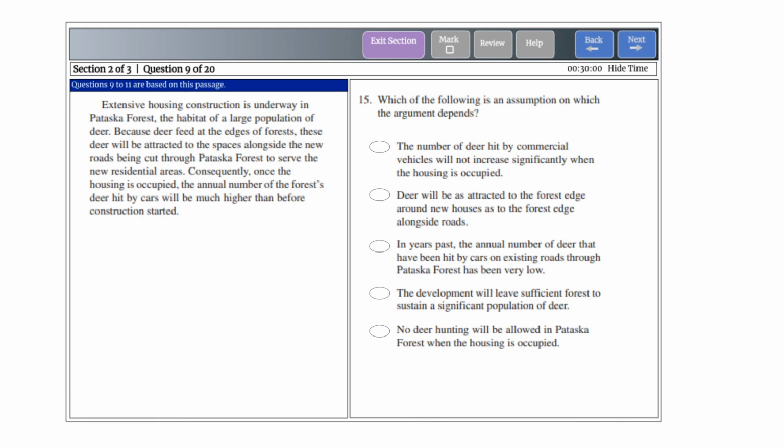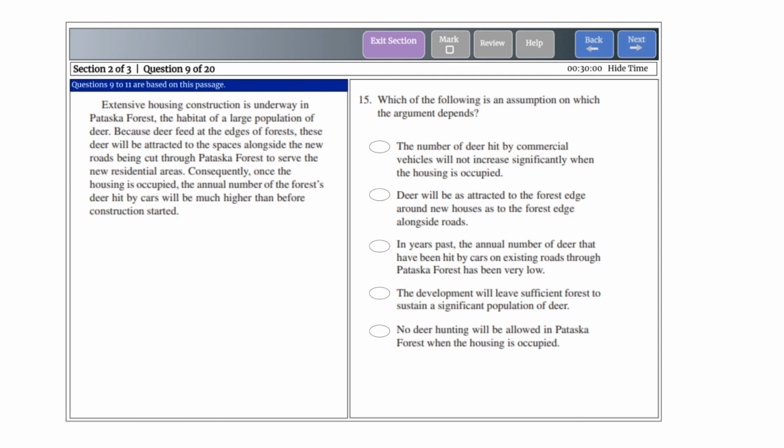Taking a look at our second logical reasoning question. Again, we want to isolate what is the author's argument. The author is saying, consequently, once the housing is occupied, the annual number of forest deer hit by cars will be much higher than before construction started. So the author is telling us that once people move into these houses, once they finish building all these houses, there's going to be more people driving through, and these deer, which love to be at the edge of the forest, are going to get hit by cars. And so because there's more people, there's going to be more collisions with deer. Seems great, right? However, it says which of the following is an assumption on which the argument depends.